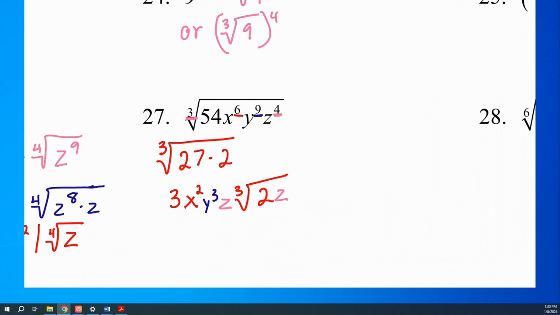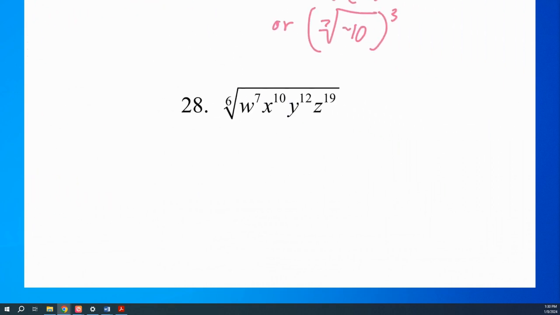Okay, can I go to the next one? Okay. So, do I need to worry about absolute value bars here? Yes. Yeah, I'm going to. So I'm just going to put absolute value bars over whatever I take out. So how many times is 7 divisible by 6? Once. With a remainder of 1. How many times is 10 divisible by 6? Once with a remainder of 4.